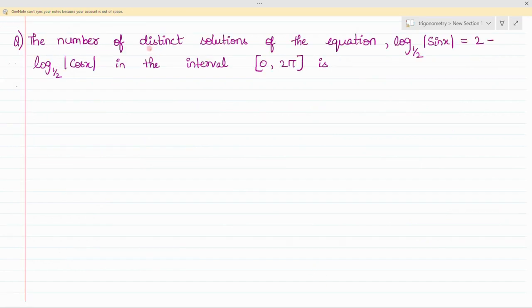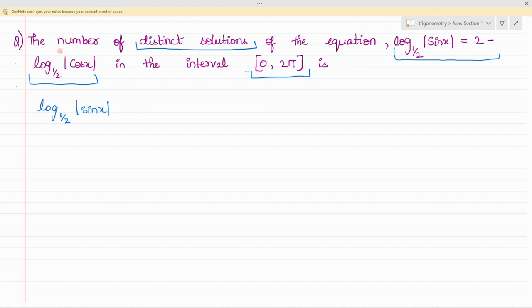In this question, we need to find the number of distinct solutions of the equation which is given for you. This is the whole equation in the interval 0 to 2 pi. Now first let's solve the equation. It is given as log with base half of mod sin x. If we transfer this log onto the LHS, it becomes plus log base half of mod cos x equal to 2.